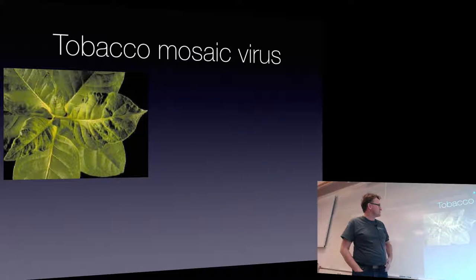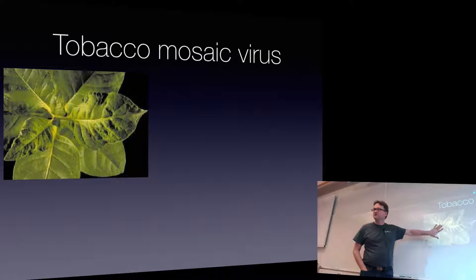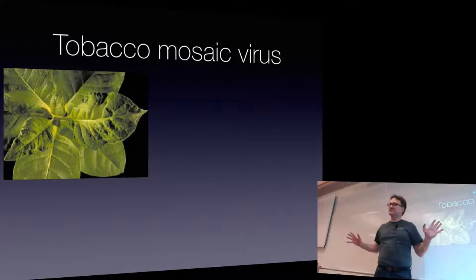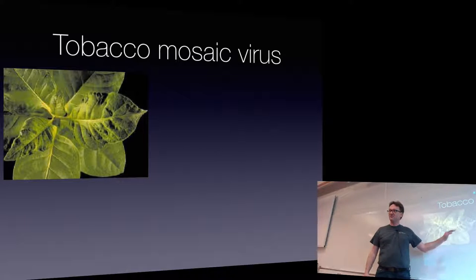Tobacco mosaic virus. Tobacco plants, you see these black parts of the leaves here? It's a disaster if you're growing tobacco, because you need the leaves, right? It's destroying your tobacco. Yes, but that's a separate discussion. But again, if you're a farmer in the south of the US or Cuba or something, this is how you make your livelihood. So tobacco mosaic virus is a disaster.